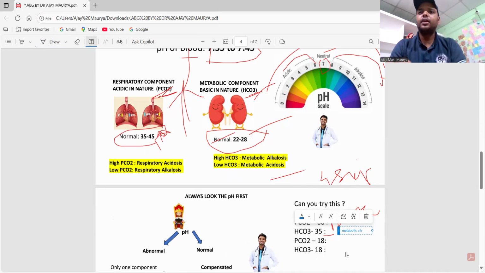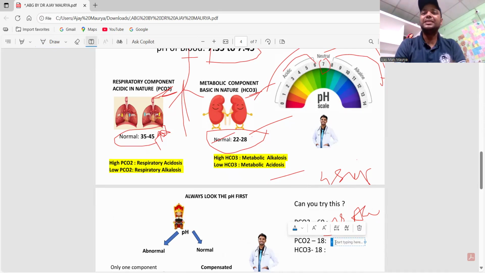Okay, metabolic alkalosis. Then coming here, PCO2 is 18, which means less CO2. It means it is going to alkalosis. What alkalosis, metabolic or respiratory? CO2 is respiratory, so it is respiratory alkalosis. Isn't it?